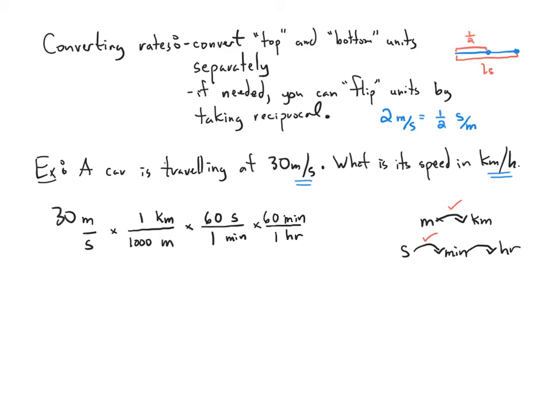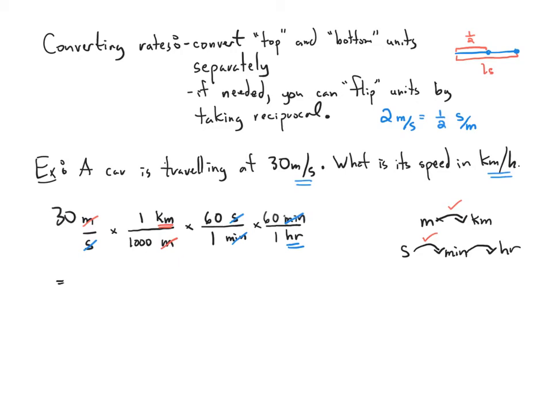And now let's cancel off our units to make sure that this makes sense. So meters goes. We're left with kilometers. So we're going to have kilometers at the end. That's excellent. Now let's do our denominator units. So seconds cancels with seconds, and then minutes cancels with minutes, and we're left with hours. So we're left with kilometers per hour. That's great. So now I just multiply everything.